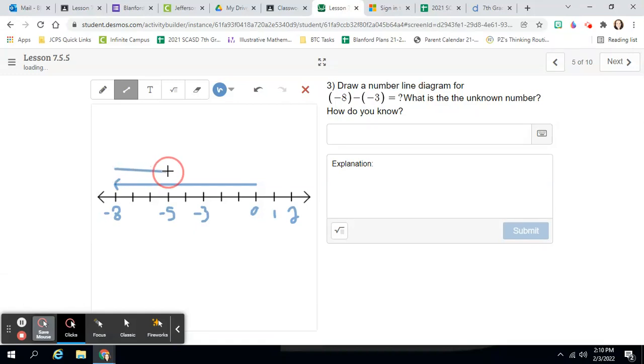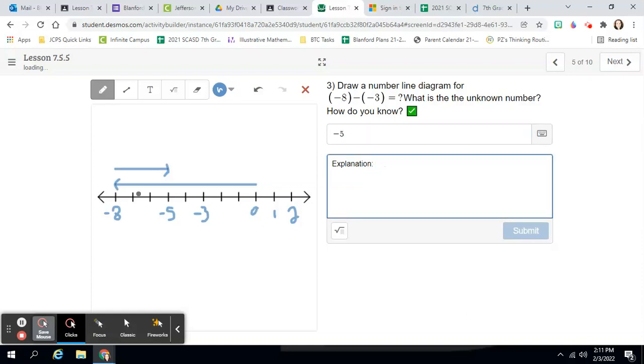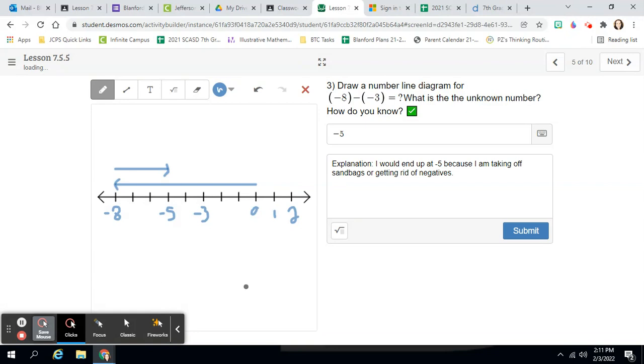1, 2, 3. And I would end up with 5 sandbags, right? So -5. All right, so what's the unknown number? The unknown number is -5. And then I'm going to explain that. So let's go ahead and take some time to do that.